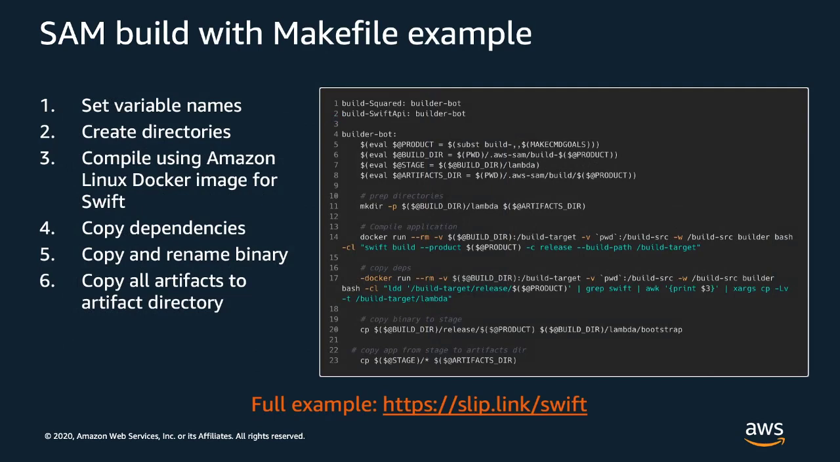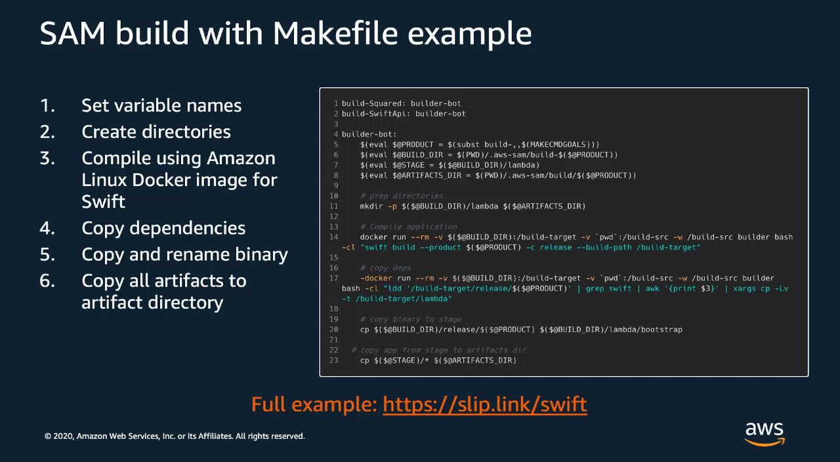So let's look at a SAM build with the Makefile option. This is one that I did, and you can get a link to it here. It's a Swift one. If you're an iOS developer and you want to use Swift in your Lambda functions, you can absolutely do that. It's dependent on the Lambda Swift integration that's been built here. Through this Makefile, I set some variable names, I create the directories needed, and then I compile using the Amazon Linux Docker image with Swift on it. There's a specific Docker image that I created for that.